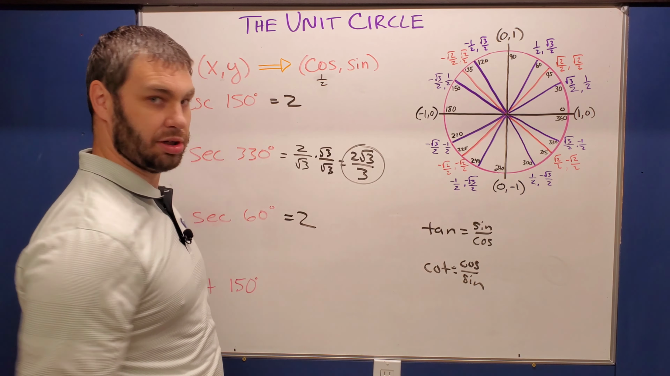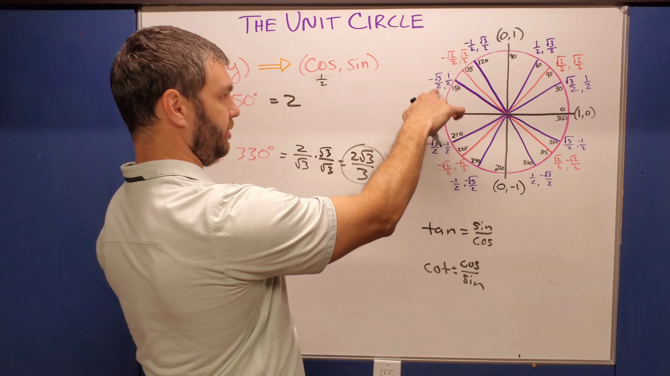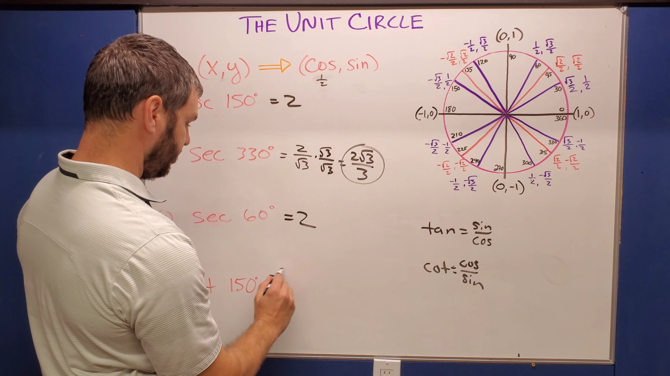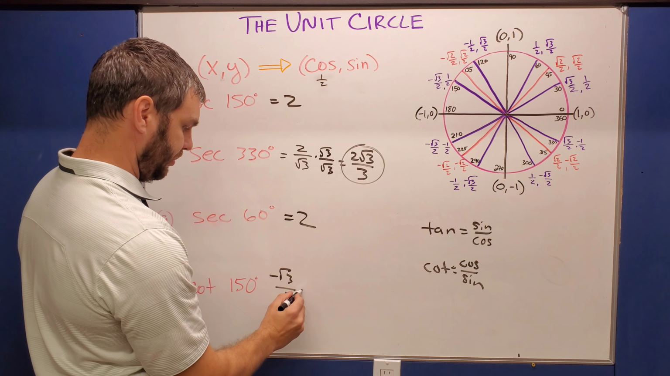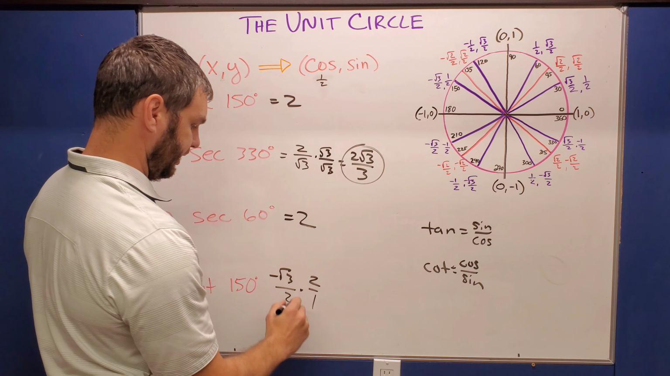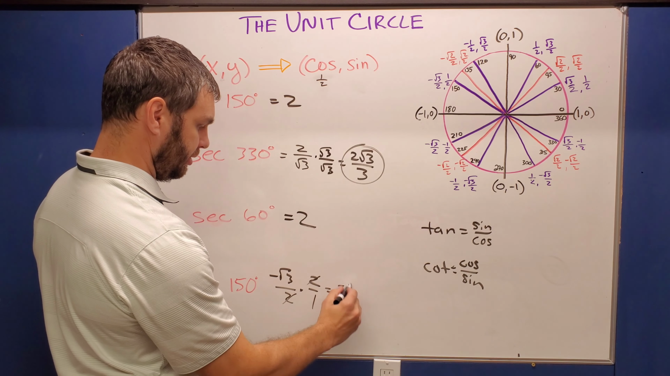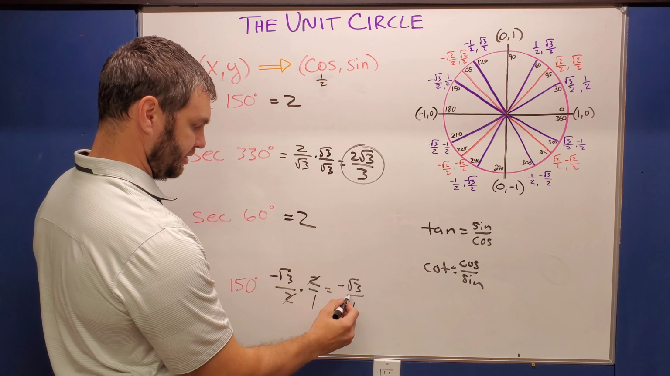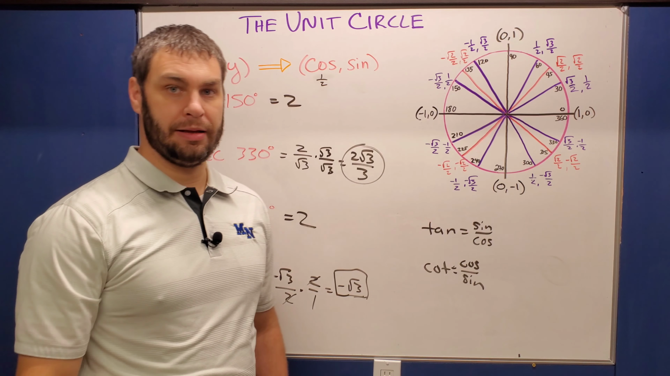So anyway, let's see, what is it? It's of 150. That is right here. And so if I find cosine first, that's going to be negative square root of 3 over 2. And then over, remember we can just multiply by the reciprocal of sine, which is 2 over 1. And again, the 2's are going to cancel, giving me negative square root of 3 over 1, which I could just say is negative square root of 3. We don't need the 1. All right, let's try a few others.